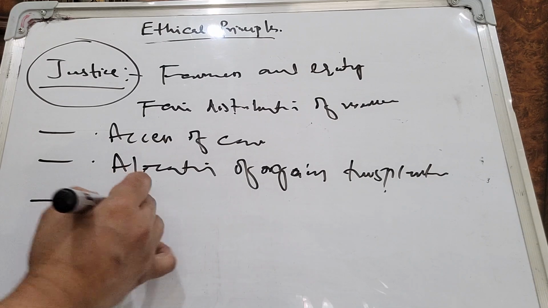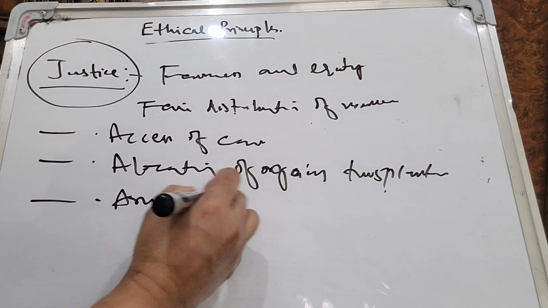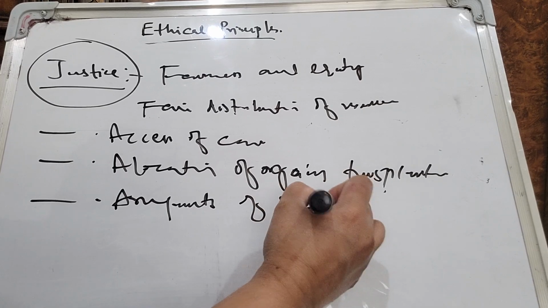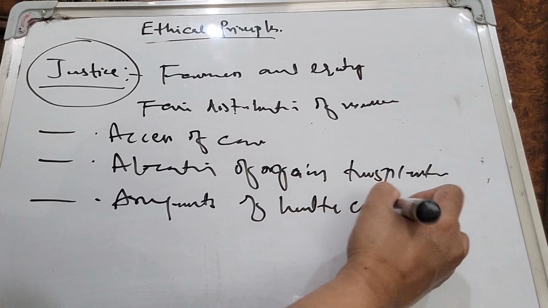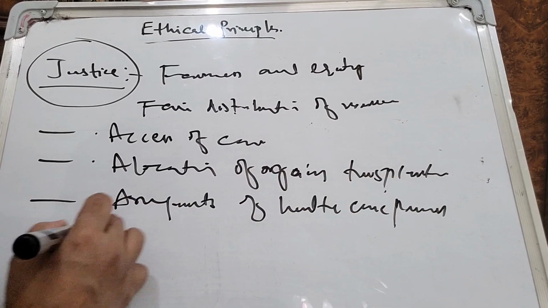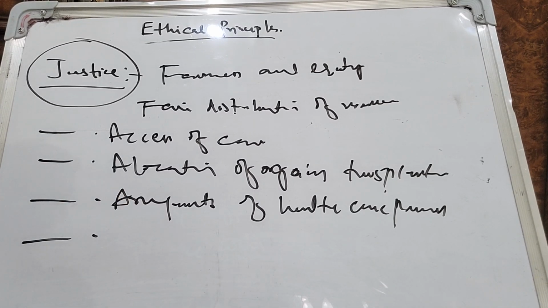Assignment of healthcare providers. For example, you are working as a charge nurse, and four nurses are working under you. You are the supervisor, the charge nurse, but you give too much work to one nurse while the other nurses are taking less work. So this is not fairness. Always be fair with all the nurses.